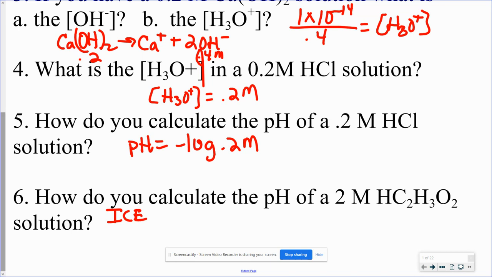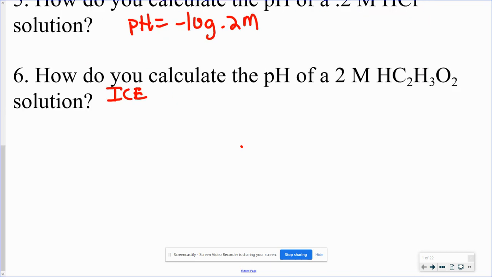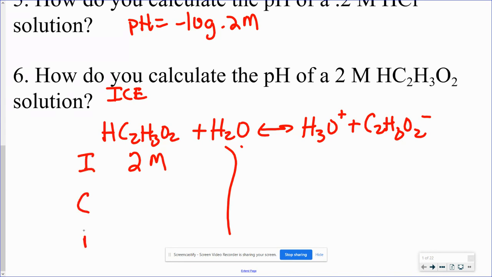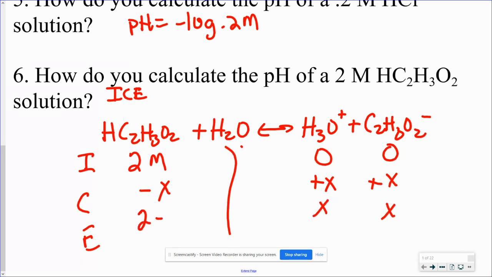So that is where you will set up your ICE table. You have HC2H3O2 plus water goes to H3O plus and C2H3O2 minus. Water doesn't have a concentration. So if this was 2 molar initially, then this is 0 and 0 initially. So minus X, plus X, plus X.